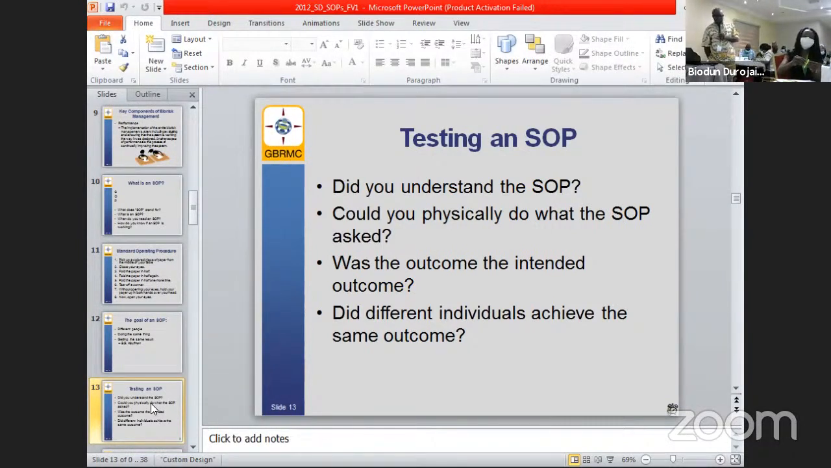Will you physically do what the SOP asks? Was the outcome the intended outcome? We didn't know the intended outcome, so we just follow that. Of course, at the end of it, all we knew was what we did.